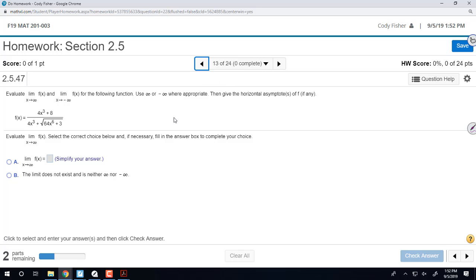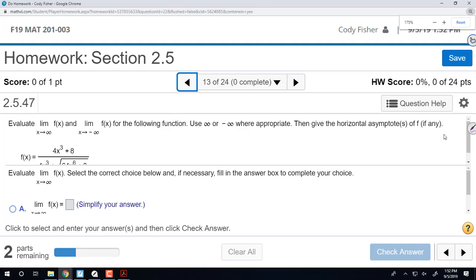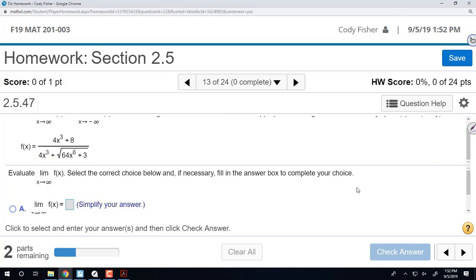Okay, there's a similar one in your homework here. Granted, we didn't have that additional term on ours outside the root, but the same reasoning is going to apply here. If I look at the leading term in the numerator, it's 4x cubed. And the denominator, I have this 4x cubed here, but what do I get from the square root of 64x to the 6th? Yeah, so that would be the leading term in that root is 8x to the 3rd, right?